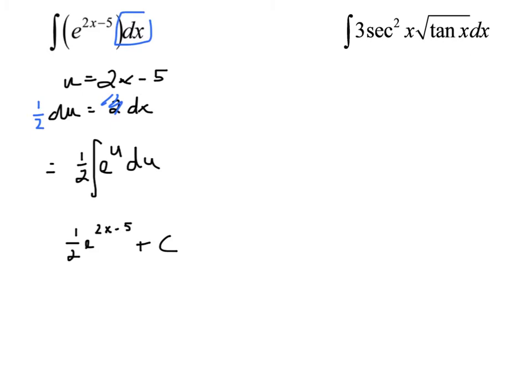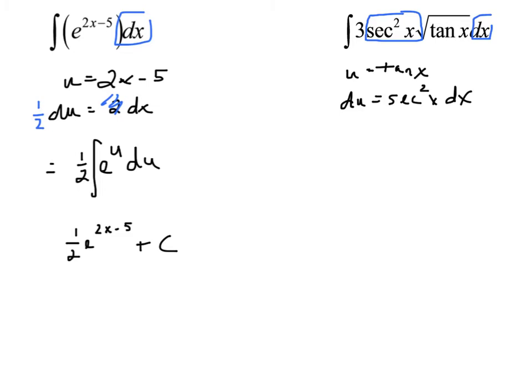Okay, here, a little bit ugly, I guess, but remember that the derivative of tangent is secant squared. So if I made u tangent, then du would be secant squared of x dx. So let me just show you. I'd be able to replace all of this stuff in blue with just a du.